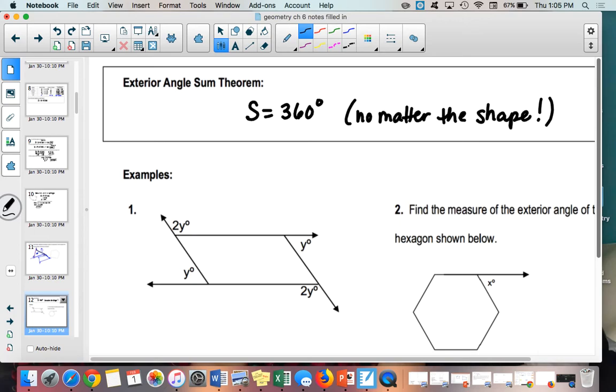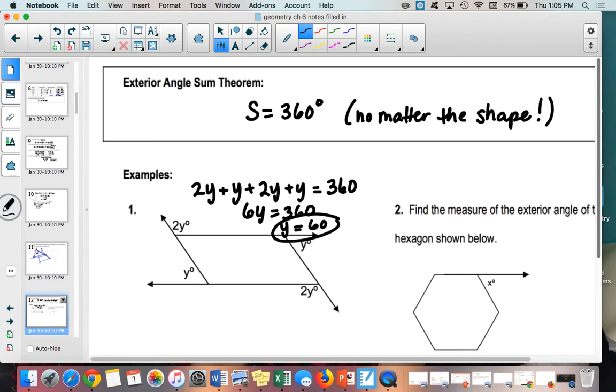All right, so what do we think for number 1? Do we have exterior angles or interior angles? We have exterior, so that 2y plus y plus 2y plus y has to equal 360. So if I add all those y's together, I get 6y equals 360. So what's y? 60. That's it.